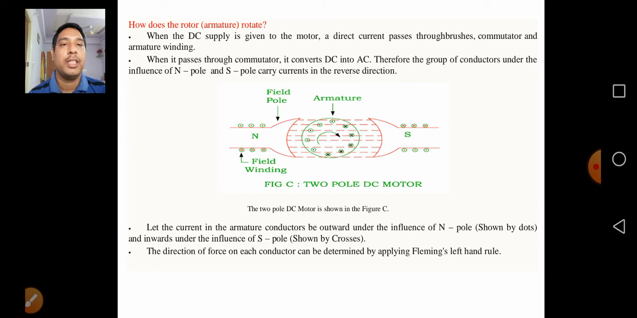But there is a basic change in principle, and the basic function changes when comparing the motor with the generator. As we have discussed in the generator, we take the mechanical input and convert it into electrical output. But in the case of a motor, we give electrical input and get mechanical output, that is, the mechanical quantity is the output we are achieving.